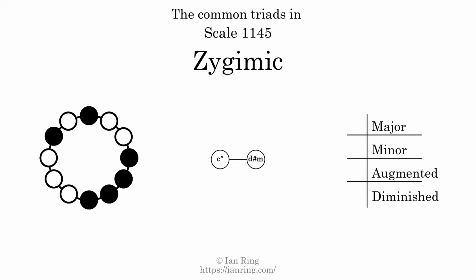010001111001. Here are the common triads present in this scale. The diagram in the center is a graph of parsimonious voice leading between triads. There are no major triads. There is one minor triad. There are no augmented triads. There is one diminished triad. Here is a Hamiltonian path of parsimonious voice leading that uses all the triads.